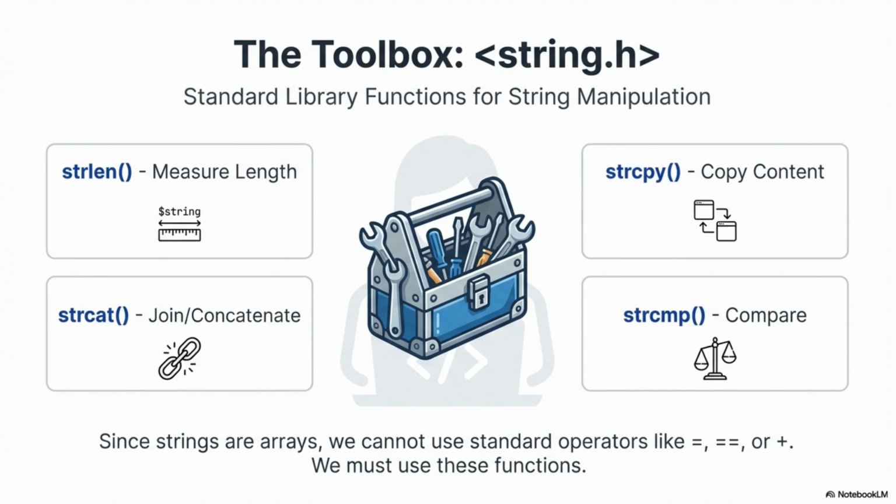The `<string.h>` toolbox provides essential functions for string manipulation, as standard operators like `=`, `==`, or `+` are not used with C arrays. Key functions include `strlen`, `strcpy`, `strcat`, and `strcmp`.